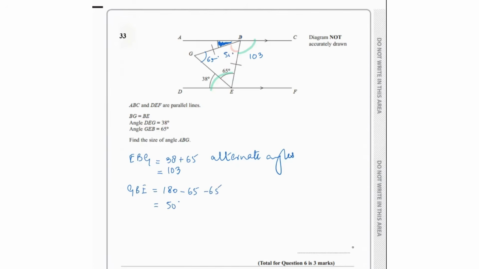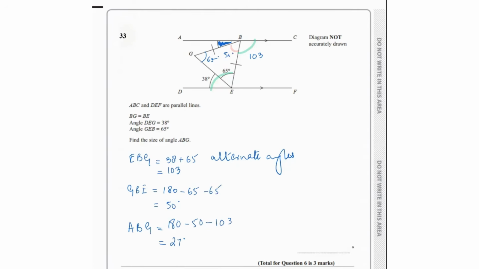So now we can find ABG because angles on a straight line add up to 180. So 180 minus 50 minus 103. And that gives us 27 degrees. That is your size of the angle ABG.